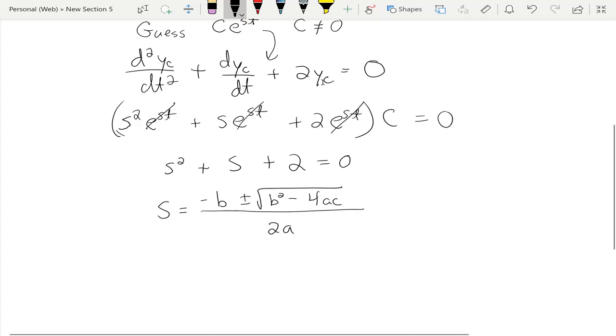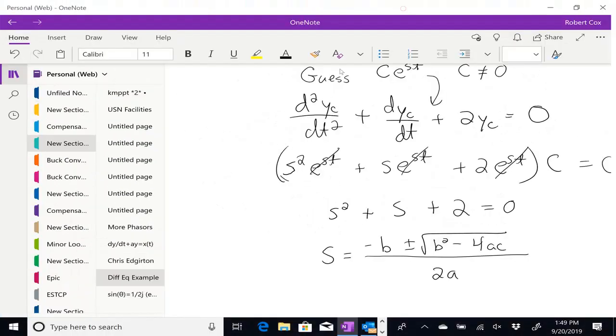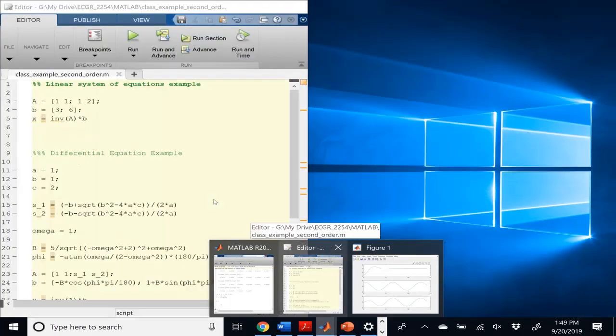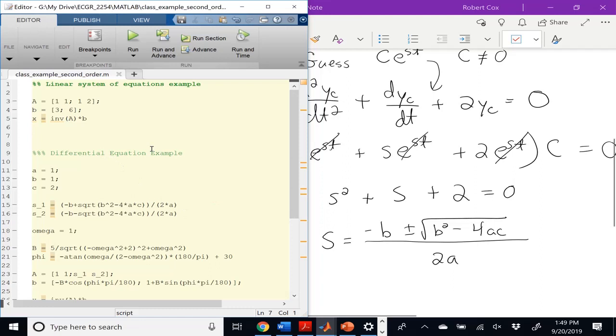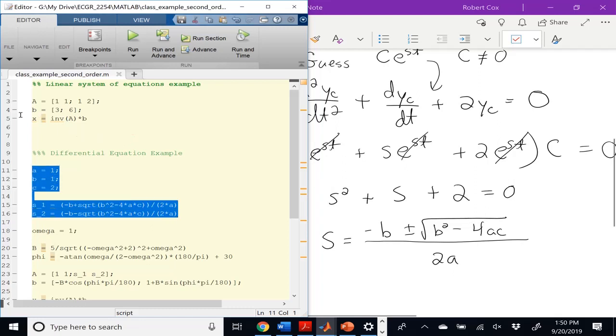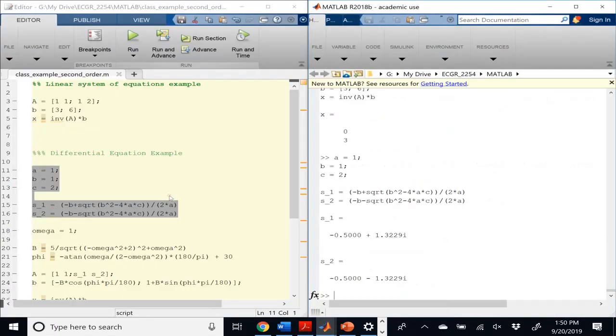So to solve that problem, I go straight to Matlab, my favorite solution tool. For this equation, I have a equal to 1, b equal to 1, c equal to 2. Then I write these in there like that, and I evaluate that selection. Pop up my command window to see what I got. So I got S1 equals this, and S2 equals that.